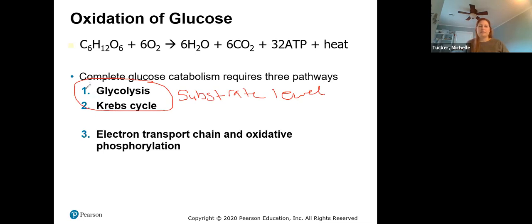Last year, we really did it by location. So glycolysis is in the cytosol, and Krebs cycle and electron transport chain are in the mitochondria. But in reality, glycolysis and Krebs cycle almost have more in common than the electron transport chain. Okay, so we're going to go through each of these three pathways, and they have to go in order. Glycolysis has to start first, and then Krebs cycle, and then the electron transport chain.